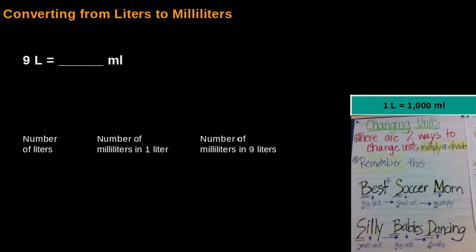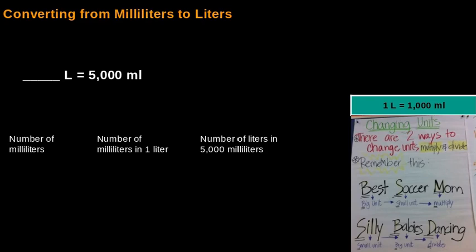If you're moving from big to small, what do you do? Multiply. And this is big to small, from liters to milliliters, which we're yet to know. So the number of liters you have is 9. Big to small, you're multiplying. Number of milliliters in 1 liter is 1,000. So how many milliliters can we find in 9 liters? That's 9,000 milliliters.